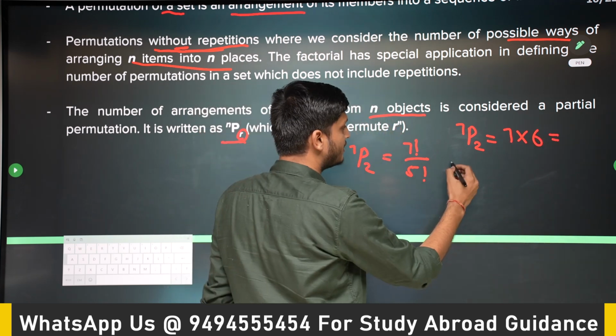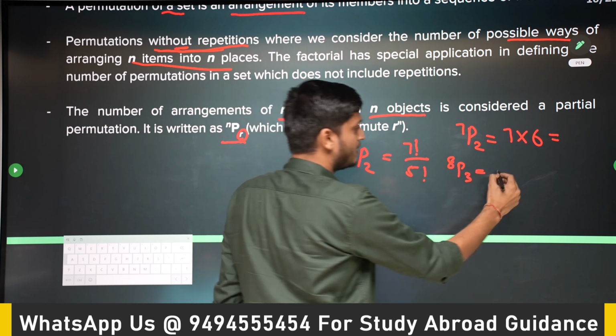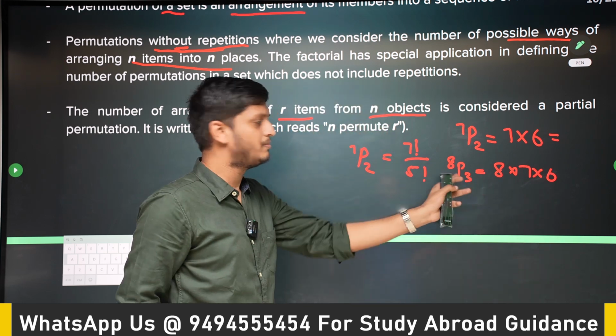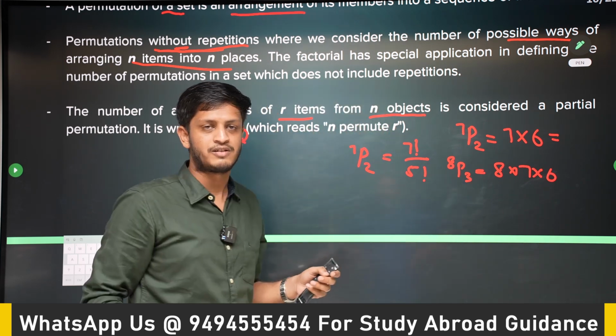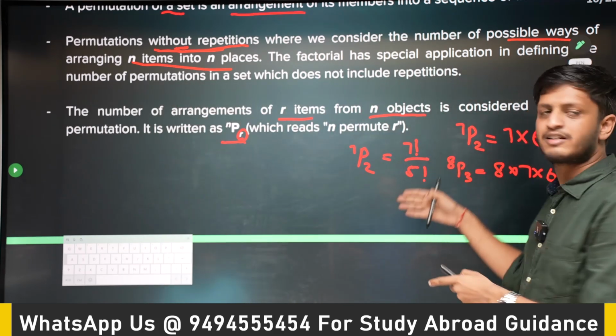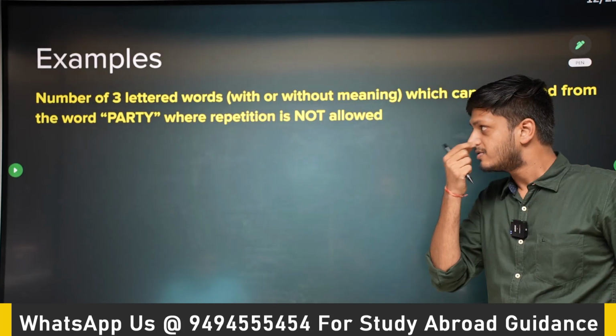Similarly, let's say you want to calculate 8P3. Permuting 8 objects in 3 places: 8 into 7 into 6. That's all. Just keep multiplying, 3 times, for however many places you have. That will be quicker. This is actually the same thing as the formula, but quicker. Cool. Now let's try to see some problems.